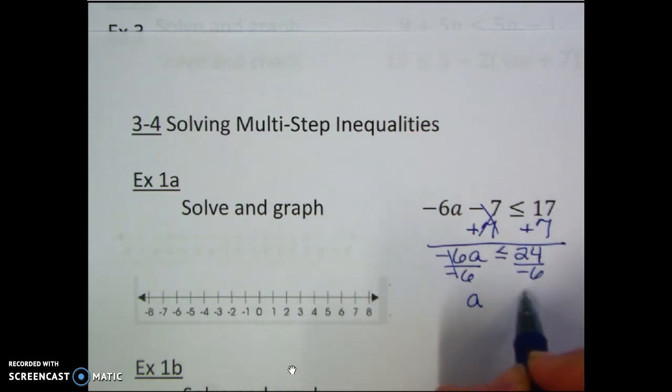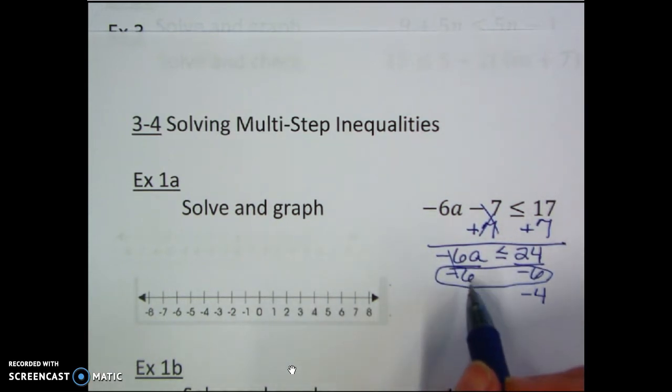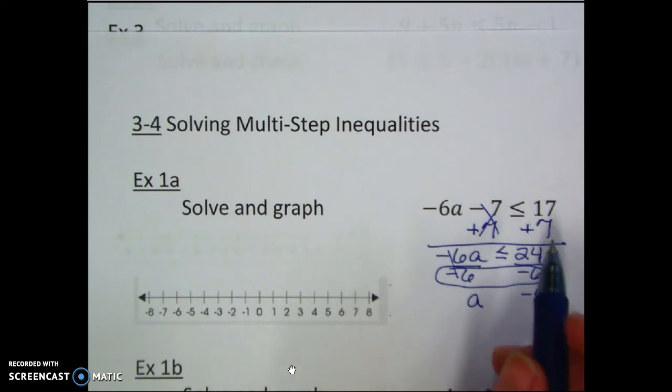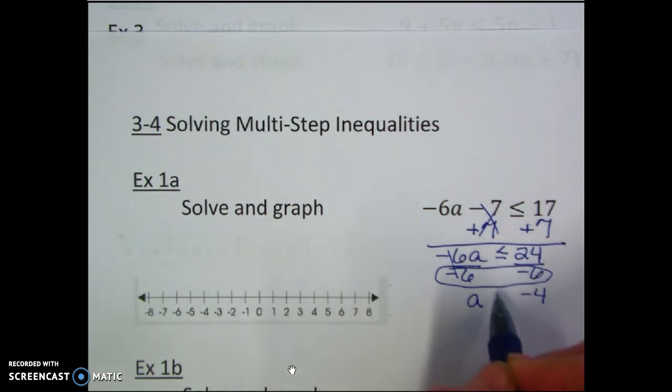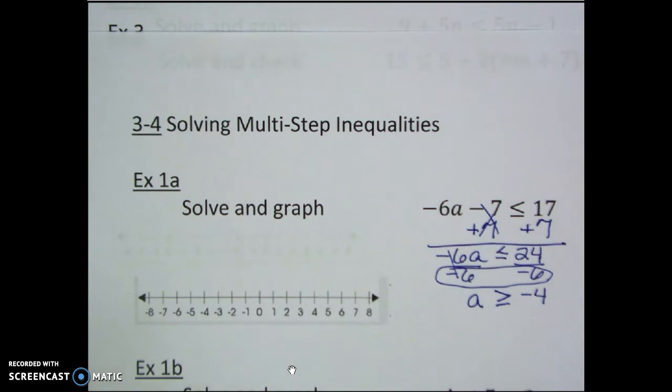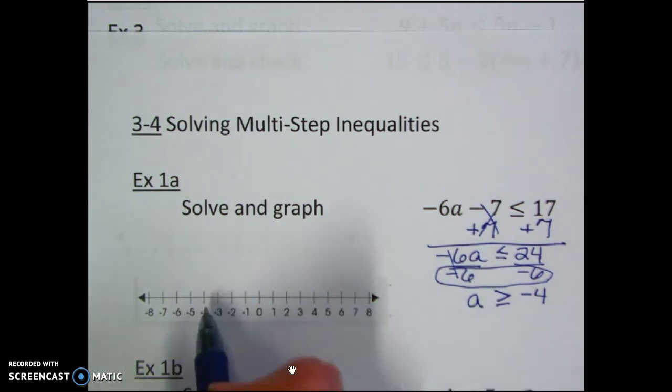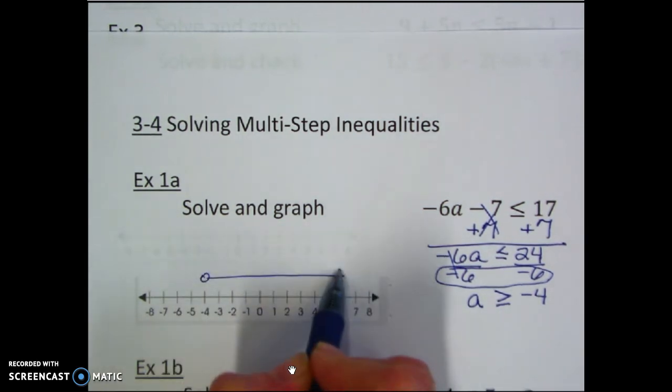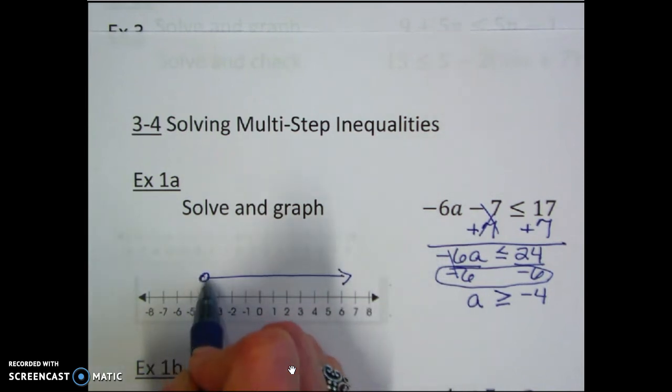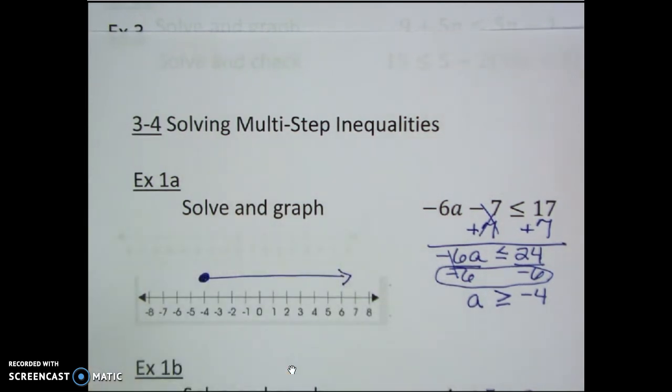So A. Now, normally I would just bring that less than or equal sign down, but because the step that we did was multiplying or dividing by a negative sign, what do we have to do? Flip it around. So A is greater than or equal to -4. So here's -4, greater than is this direction, and equal to means we would close it in.